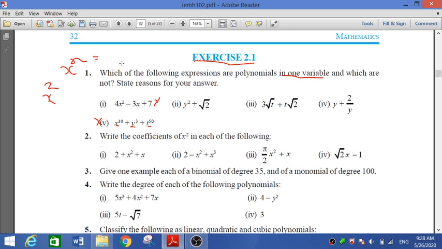ये कैसा होना चाहिए? Non-negative integer. Non-negative integer means what? Integers means what? Again 0, 1, 2, 3, 4. They are called non-negative integers. ये क्या होना चाहिए? Non-negative integer होना चाहिए. So 2 is called a non-negative integer. That is why we can say the first is a polynomial. First is a polynomial with one variable.